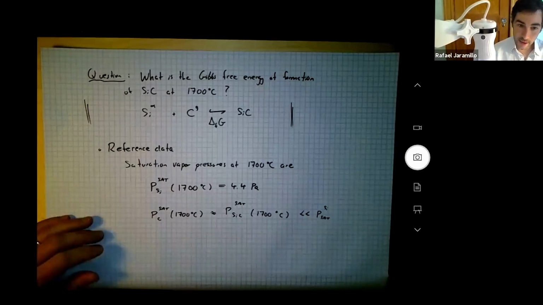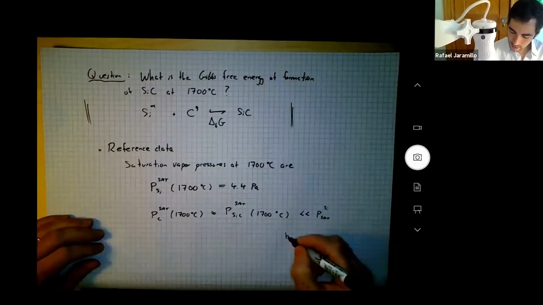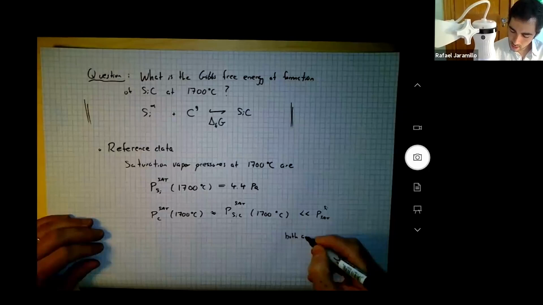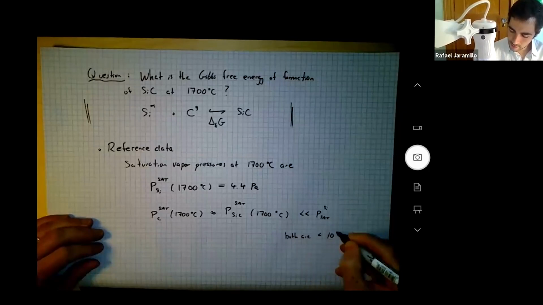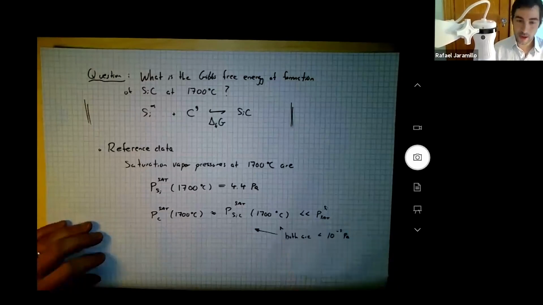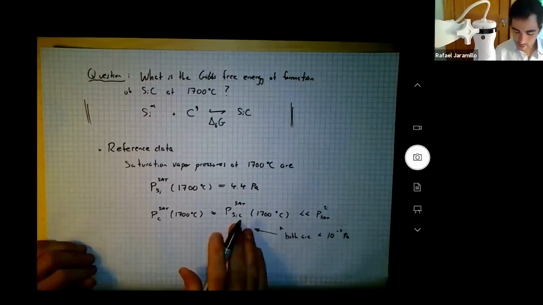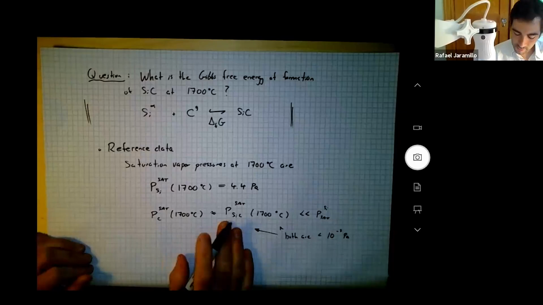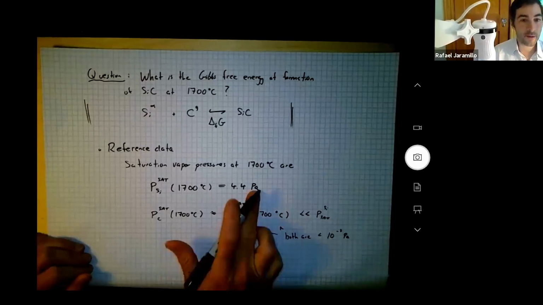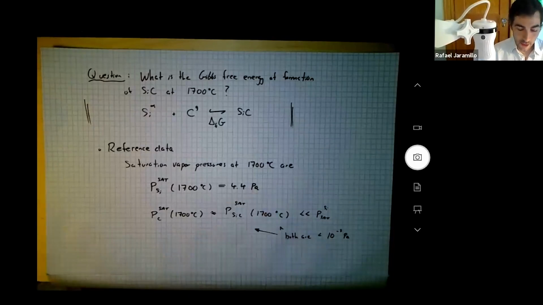All right, both of these are below about 10 to the minus 5 pascal. So you have these two materials that have very, very low saturation vapor pressure, and one that has a reasonable saturation vapor pressure. That's the reference data. Okay, here's the problem statement. What is the Gibbs free energy of formation of silicon carbide?